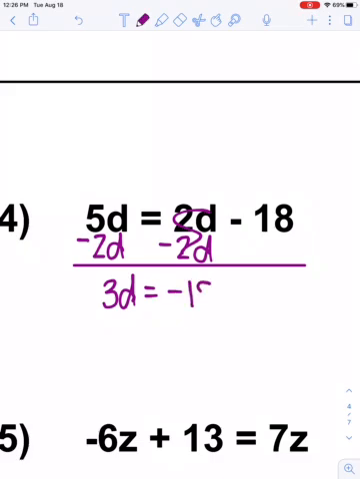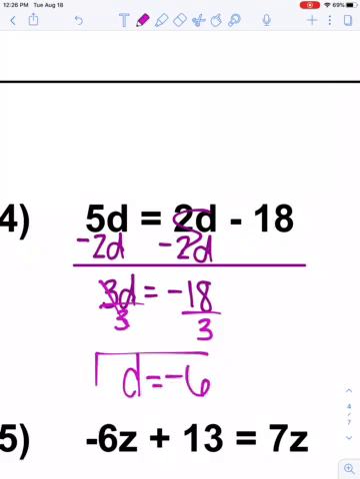You get rid of them here, and be careful, that is a negative 18. Now, all that's happening is that D is being multiplied by 3, so you just have to divide by 3, and you get that D is negative 6.